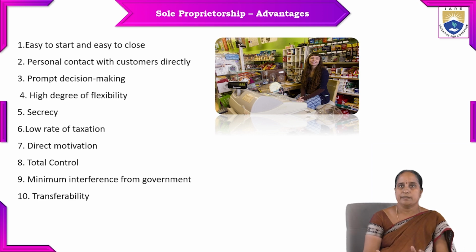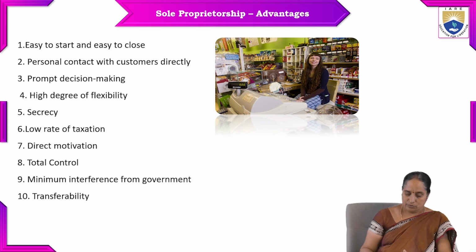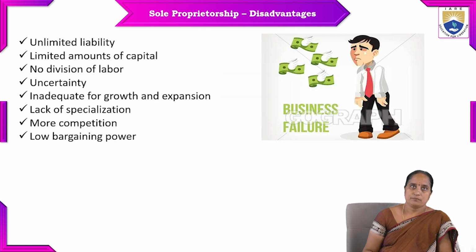And transferability. In case of death or insolvency of the business, sometimes the legal heirs get ownership from their elders. That's how the ownership can be transferred within the same family.